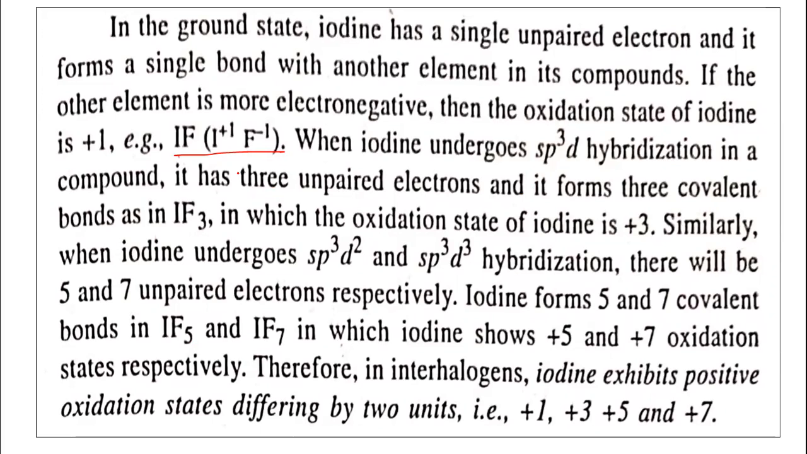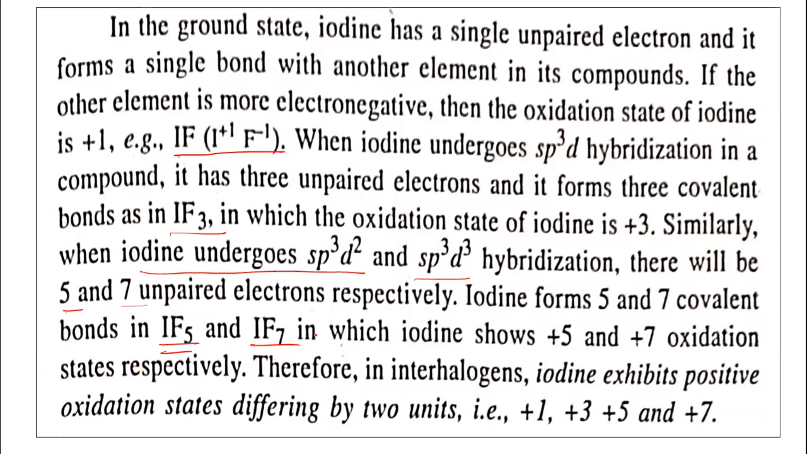It has 3 unpaired electrons, and it forms 3 covalent bonds in IF3, where iodine undergoes sp3d hybridization and the oxidation state of iodine is +3. Similarly, when iodine undergoes sp3d2 hybridization, there will be 5 unpaired electrons, and iodine forms 5 covalent bonds in the compound IF5. And in IF7, iodine shows a +7 oxidation state, and the hybridization is sp3d3.